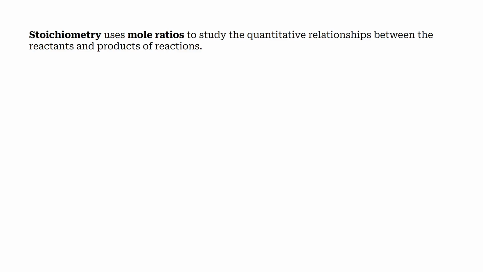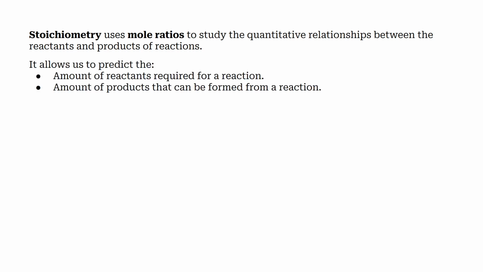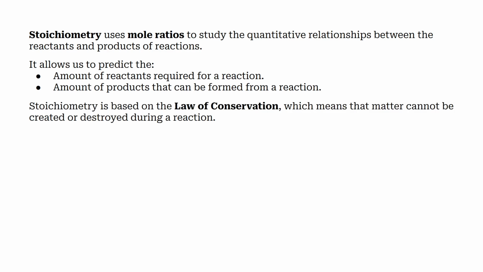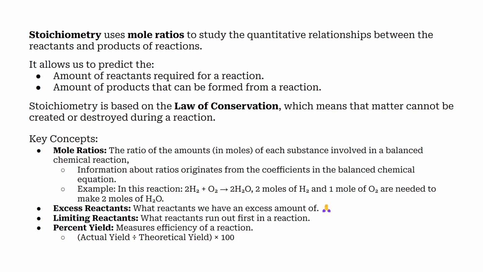To put it simply, stoichiometry uses mole ratios to study the quantitative relationships between reactants and products of reactions. We use it to estimate the amount of reactants required for a reaction and how much product we could theoretically obtain from a reaction. The law of conservation also comes into play, as the mass of reactants must equal the mass of products. Here are some key concepts to know: mole ratios, excess reactants, limiting reactants, and percent yield. The definitions are on the board, so feel free to pause the video if needed.